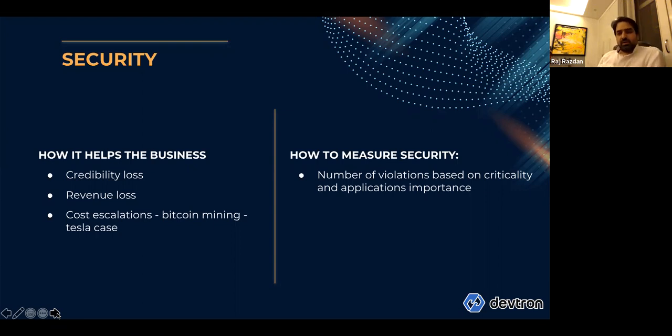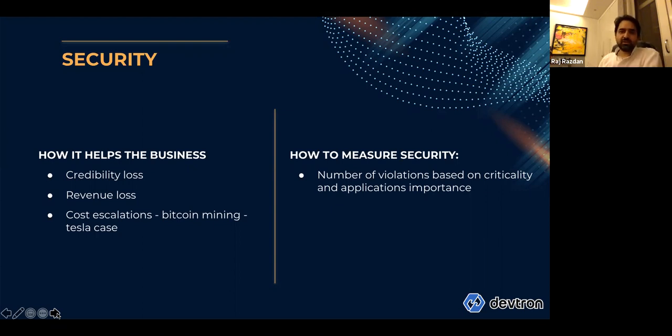We all know how an insecure or very fragile application is. If the system is very vulnerable and a whole lot of systems are fraught with problems, how does it affect the business? There's credibility loss, there is straight away revenue loss, if nothing else. And then there are cost escalations on both sides. One good example is the Bitcoin mining example, very recent, the Tesla case. Having identified what it does to the business, I think everybody knows that.